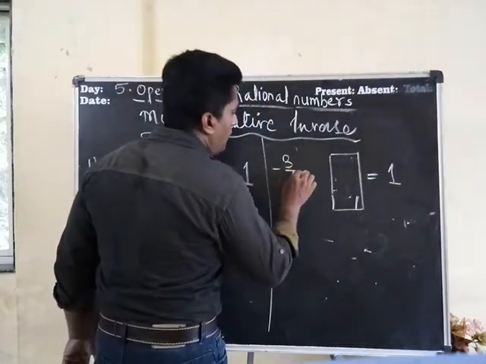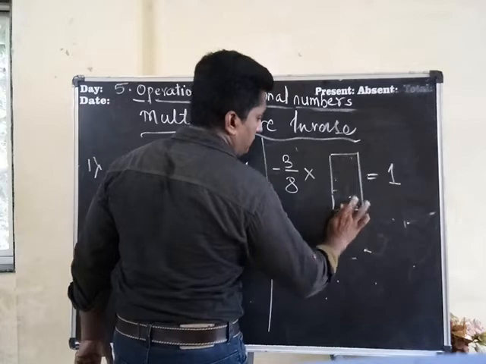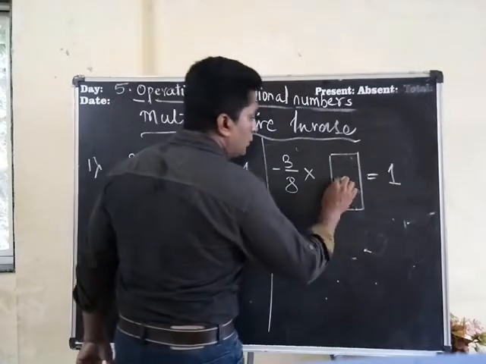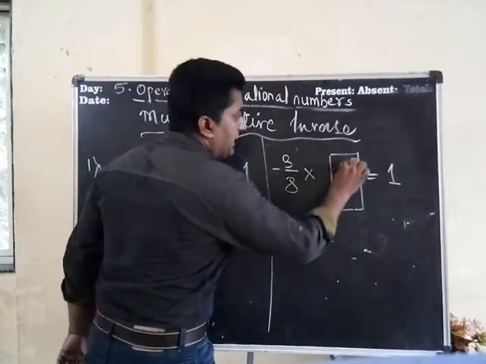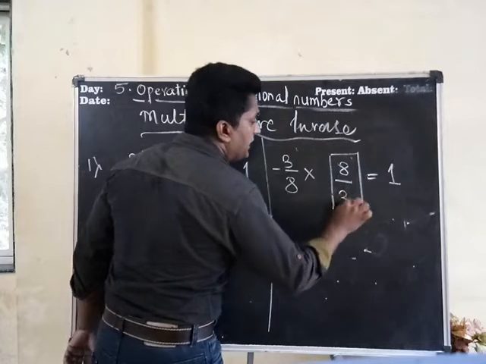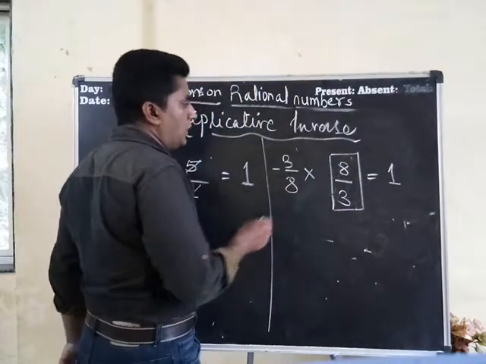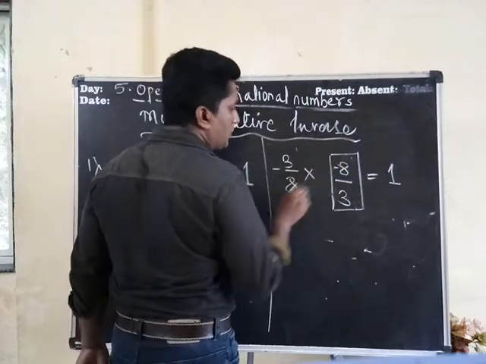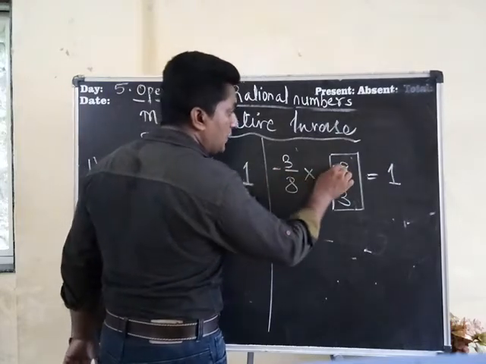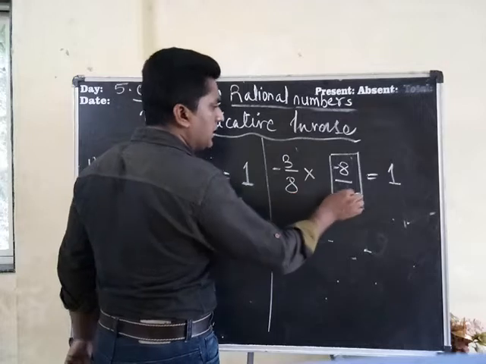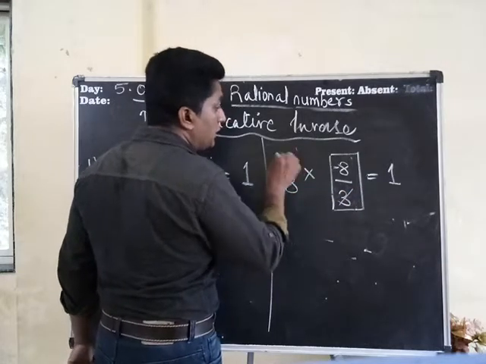Minus 3 upon 8 multiplied by... how can you do? 8 here, 3 here. Okay everybody, and if you are keeping this minus here, then also what will happen? This 3 and this 3 are gone.